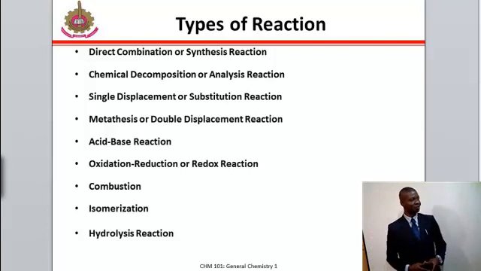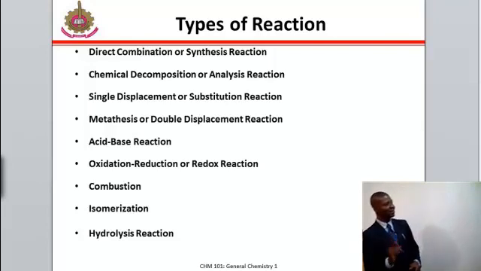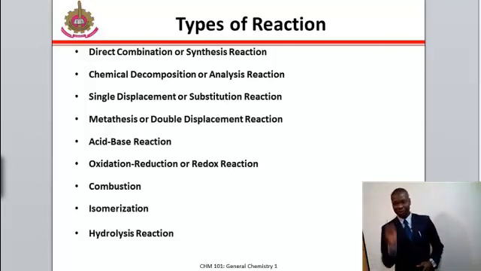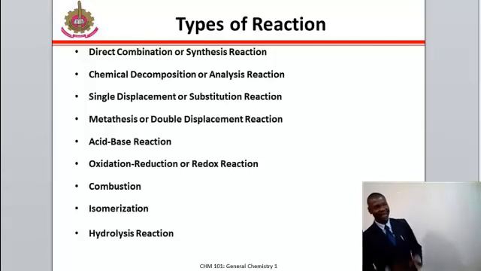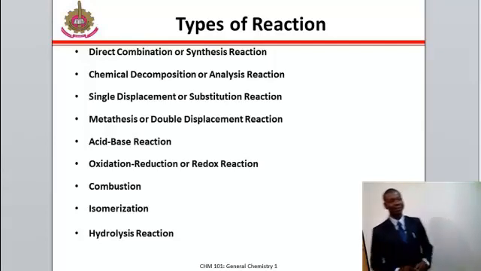And the next one is combustion. One thing is very important in this combustion reaction: oxygen must be involved. This is a kind of chemical reaction that involves the addition of oxygen to another compound. Generally, the products are always carbon dioxide and water. A very good example is the reaction of undecane plus oxygen to give carbon dioxide and water.